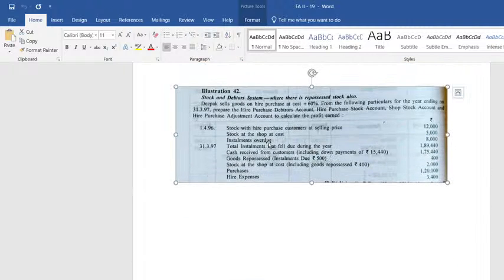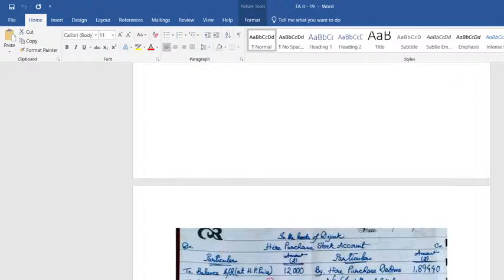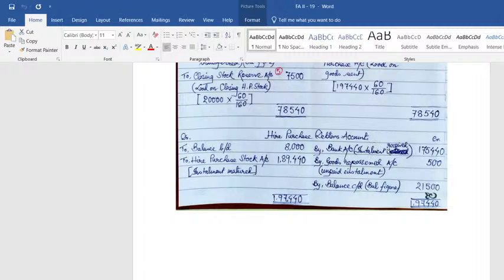Next, come to that. Cash received from the customer. It is very easy. On the debtors account, it will be posted on the credit side by bank. Nothing else. By bank, installment received 1,75,440. Done.